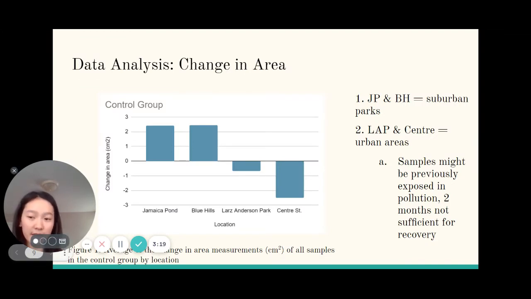And moving on to my data analysis, for the control group, I actually saw that for Jamaica Pond and Blue Hills, there was an increase in change of area, and for Lars Anderson and Sensor Street, the change in area was negative. So this might mean that samples might have been previously exposed to pollution, so 2 months was not sufficient for them to recover.